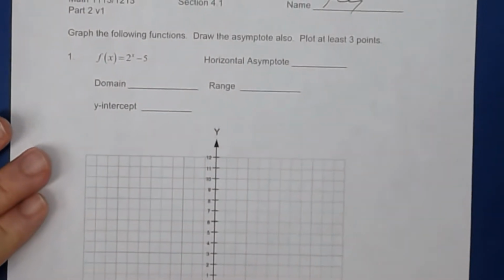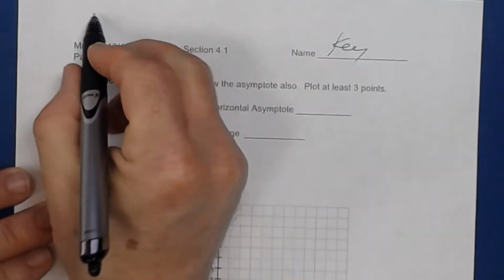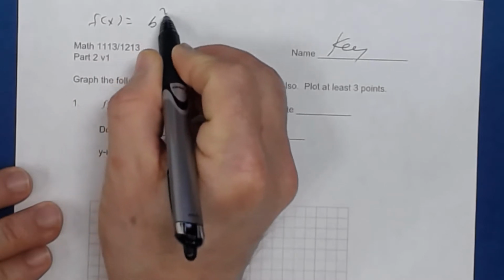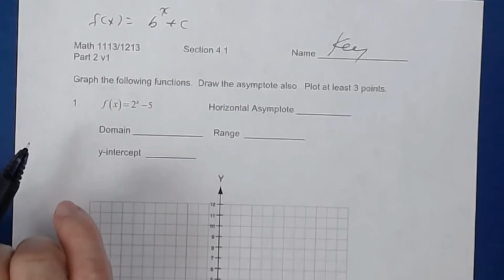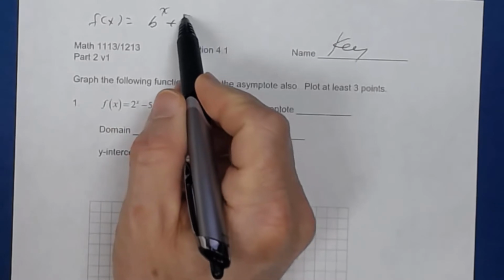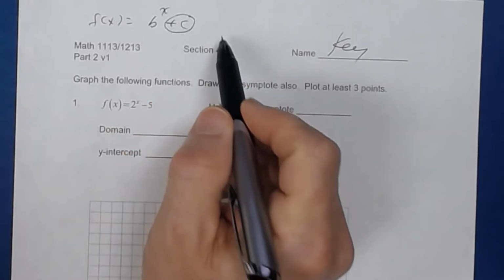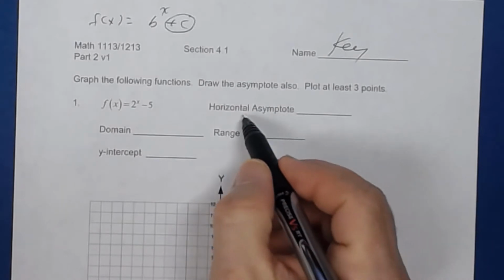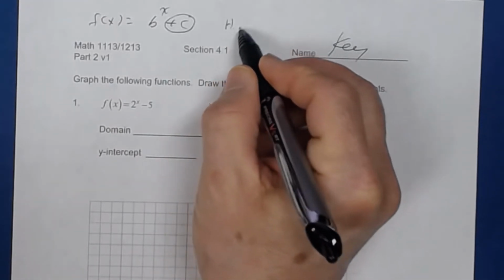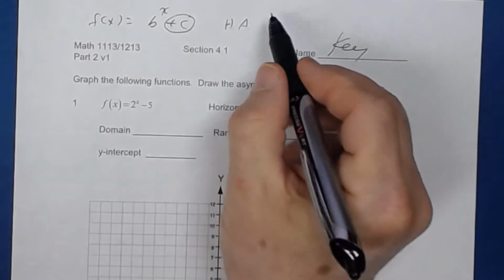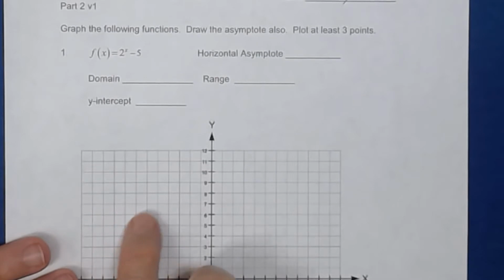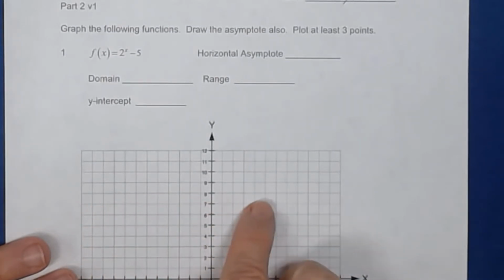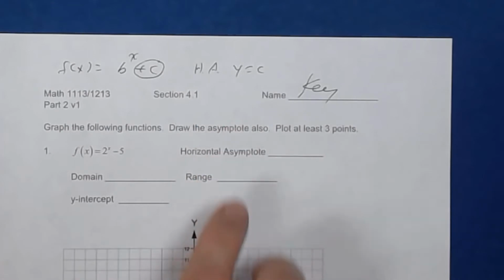And remember, the form of an exponential function is this. So f of x equals b to the x plus c. So notice that the exponent contains a variable, hence the idea of an exponential function. We also note that this constant right here is your horizontal asymptote. So the horizontal asymptote, I'm going to call it HA for right now, is going to be y equals c. And remember, the horizontal asymptote is a dotted horizontal line, and we name a horizontal line with the equation y equals a constant.